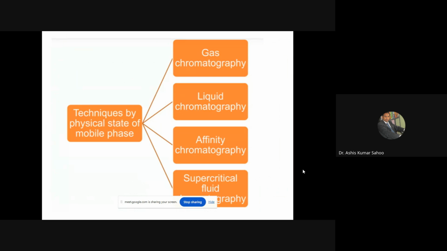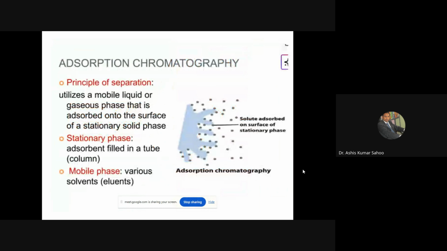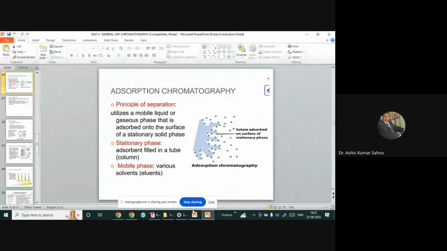Then technique by physical state of mobile phase. On this basis, it is divided into four types: gas chromatography, liquid chromatography, affinity chromatography, and supercritical fluid chromatography. So these are the different classifications of chromatography. Let's see them one by one. First is adsorption chromatography.